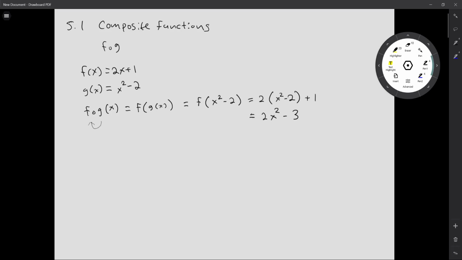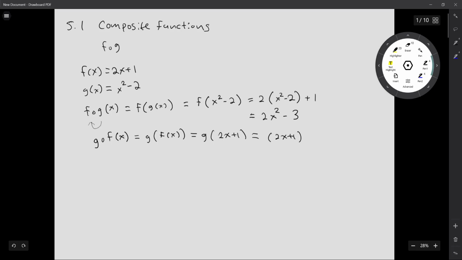And I can flip this composition around. GOF of x, I'll get g of f of x, which is g of 2x plus 1. And when I replace 2x plus 1 in place of x in g, I'll get 2x plus 1 squared minus 2, giving me really a totally different looking answer. Let's see what I get here. I get 4x squared plus 4x plus 1, but then minus 1 at the very end.